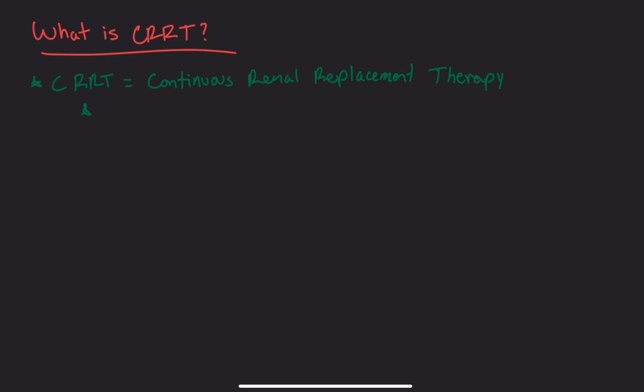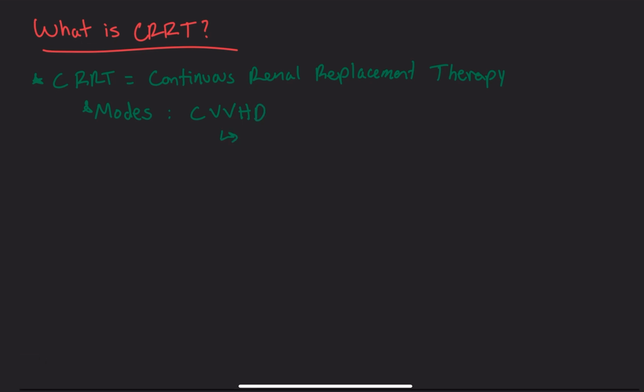So that's why you'll see this with a lot of your very critically ill patients. There are several different modes of CRRT. On my unit, we typically use CVVHD, continuous venous hemodialysis. I do know there are a couple of other modes. There's SCUF, and sometimes we use SLED overnight. But for the most part we are using CVVHD, so that's what we'll focus on today.